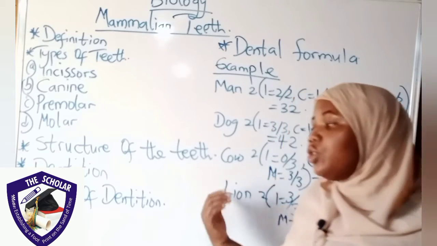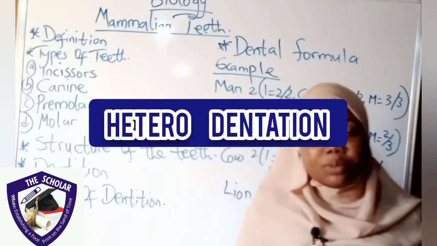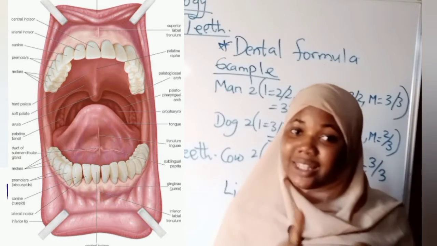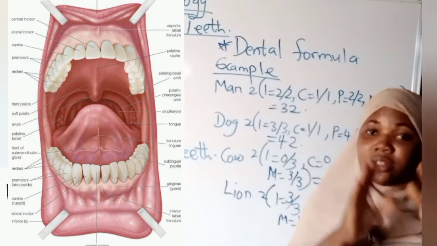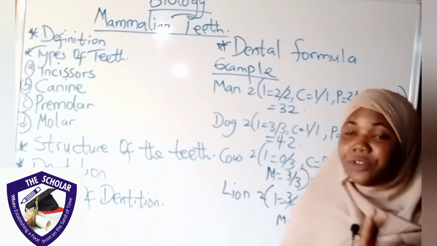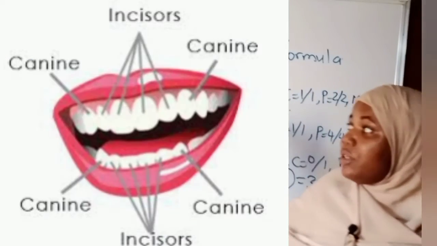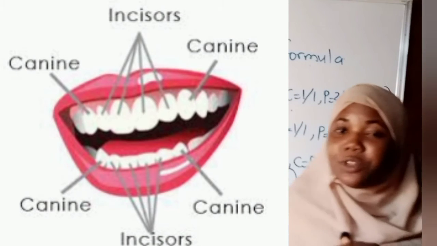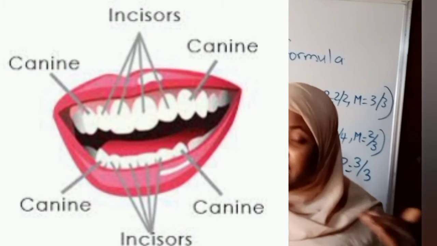Now the other type of dentition is heterodont dentition. In this dentition, there are teeth with different types, sizes, and different functions, as we can observe in mammals. In mammals, there are different types of teeth, which, like I explained earlier, are the incisors, the canine, the premolar, and the molar, for different functions, and they are of different sizes.